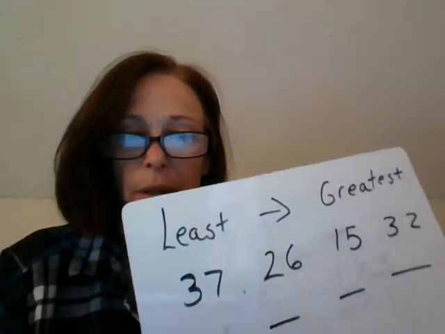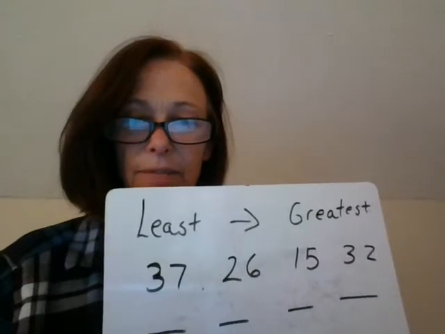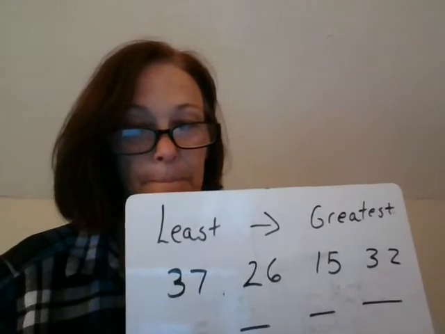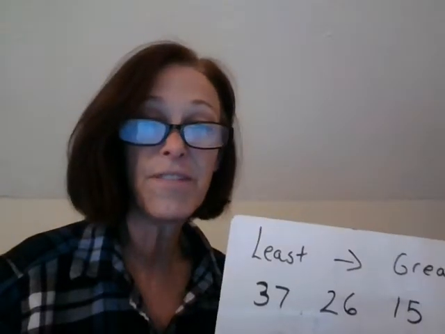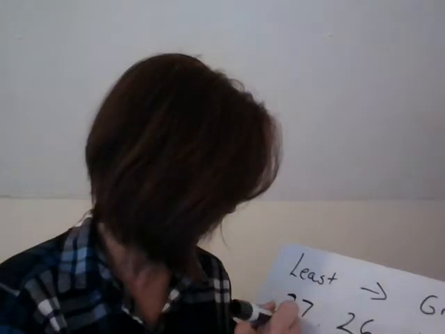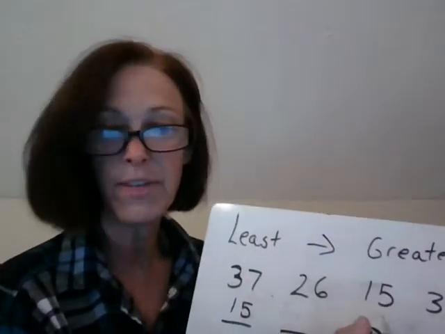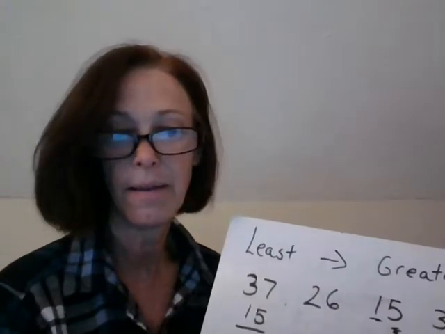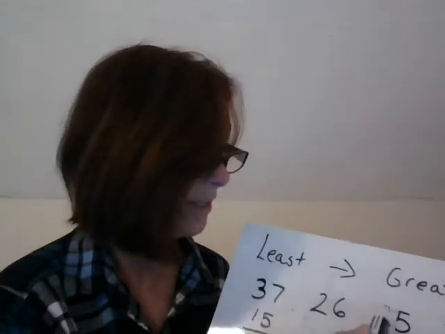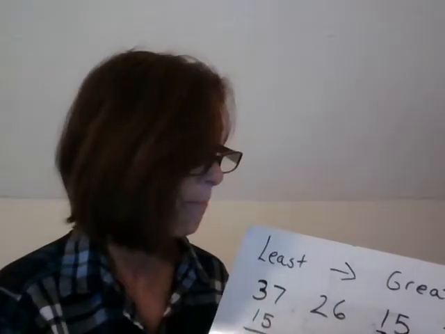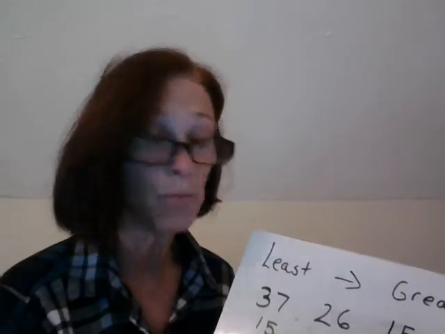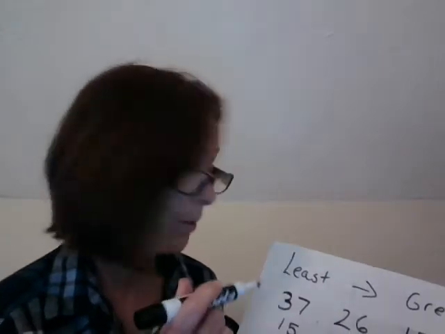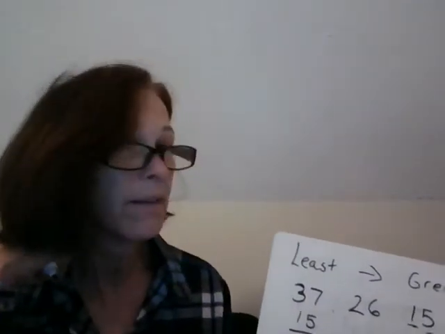Here are your four numbers: 37, 26, 15, and 32. All right, so take a minute and think. If you said 15, why? You're right. How did you decide? When you looked at the 15, did you look at the tens place or the ones place to decide? You did. You looked at the tens. You are right. You look at the biggest place first to decide which one's the least. And 10 is definitely less than 20 and 30. So good. All right. What would be the next one?